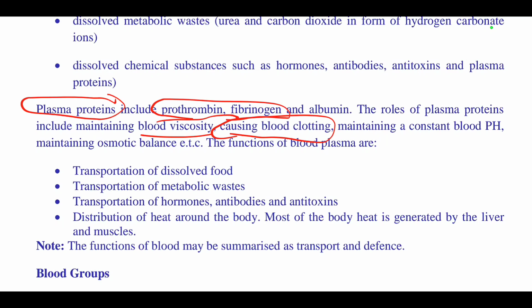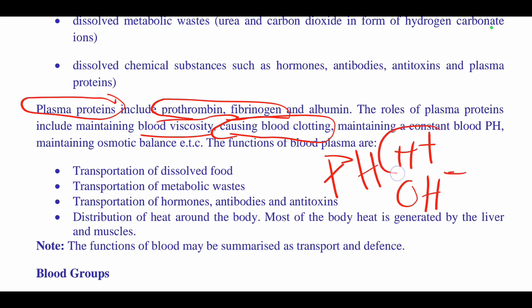Blood pH means the blood shouldn't be more acidic or alkaline. What I've written here is what makes an acid, the hydrogen ion. This is the hydroxide ion, which makes a base. Are we together? So the blood shouldn't be more alkaline nor acidic. It should be constant.